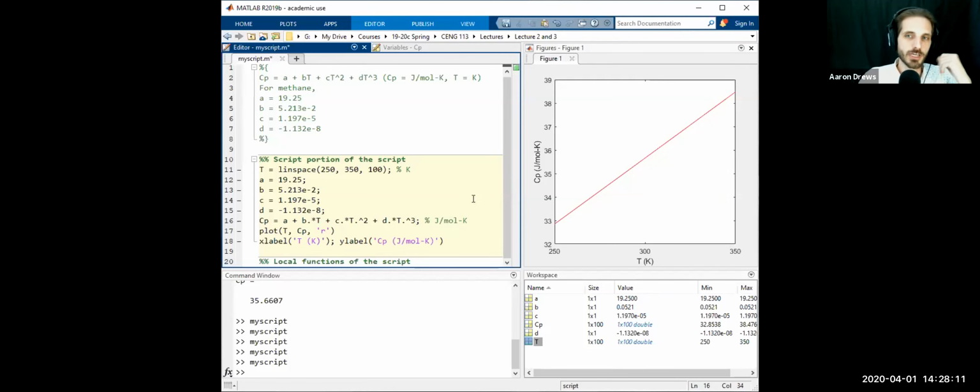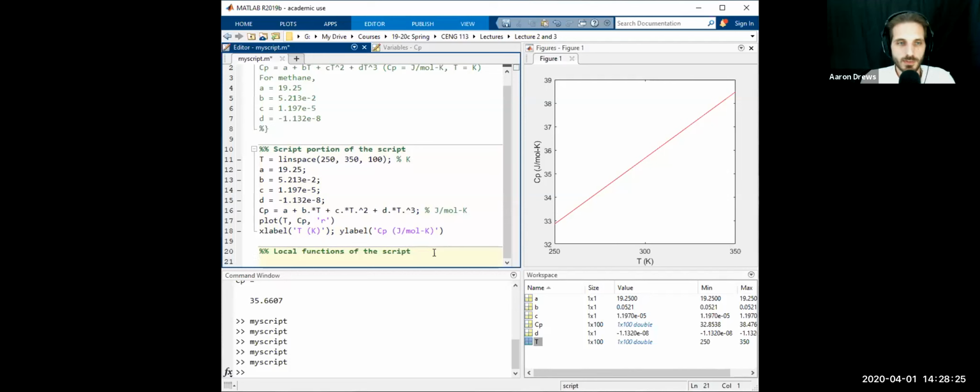There's a question in chat. Can you have multiple local functions in one script? Yep, you can have as many as you want. I mean, within reason, right? If you have 500, it might be a little bit hard for you to track them down, but there's no fundamental limitation that I'm aware of for the number of things that you can write as local functions.